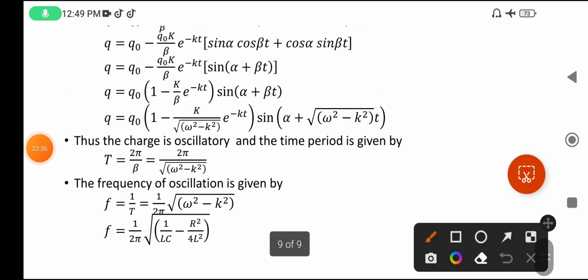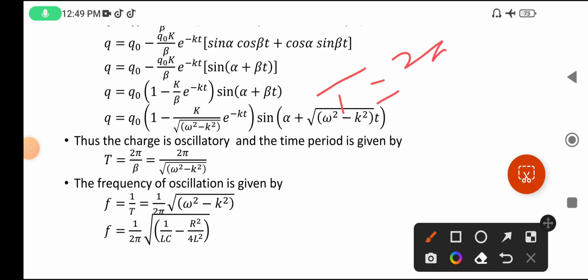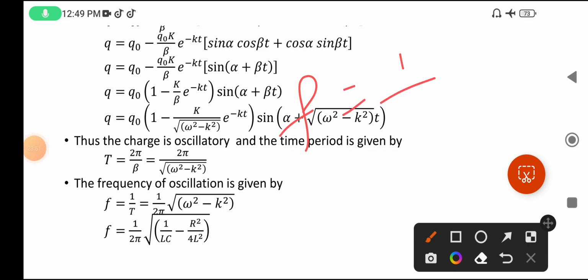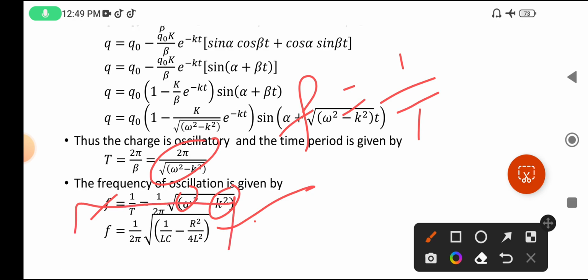Now the time period. Since it is fluctuating, there is a time period: time T equals 2 pi by beta. The beta term we know, so in the place of beta it is substituted. And frequency also we have to calculate. Frequency is what? 1 by time period. So f equals 1 by time period, and this T value is substituted. So finally the omega term and k square term are substituted. So this is the frequency of the LCR circuit when the charge is oscillating.